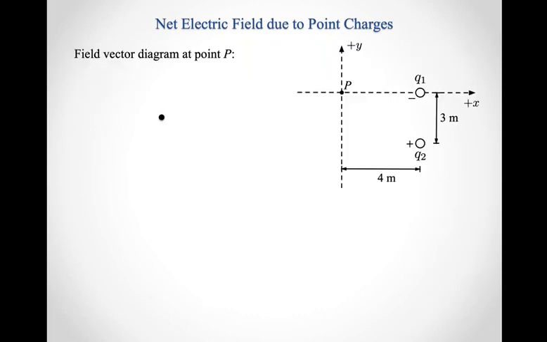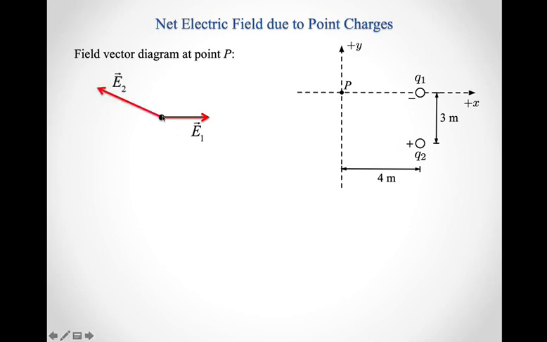So now I want to go ahead and set up my field vector diagram. I want to draw out what are the two vectors in this case that I'm going to need to add together to figure out the net electric field. Well, there's going to be a contribution from particle 1. Particle 1 is negative, which means the electric field contribution from particle 1 at point P will point towards particle 1. Particle 2 is positively charged. So the contribution to the electric field at point P from particle 2 will point away from particle 2.